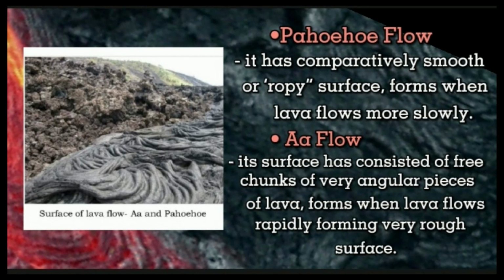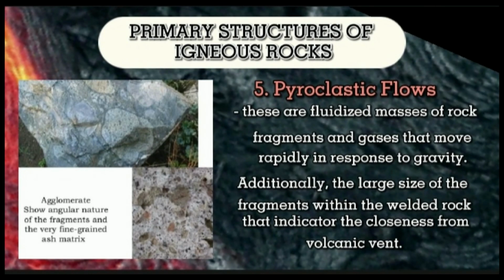Pahoehoe flow. It has a comparatively smooth or ropey surface and forms when lava flows more slowly. AA flow. Its surface consists of loose chunks of very angular pieces of lava, forming when lava flows rapidly, forming a very rough surface. Pyroclastic flows.